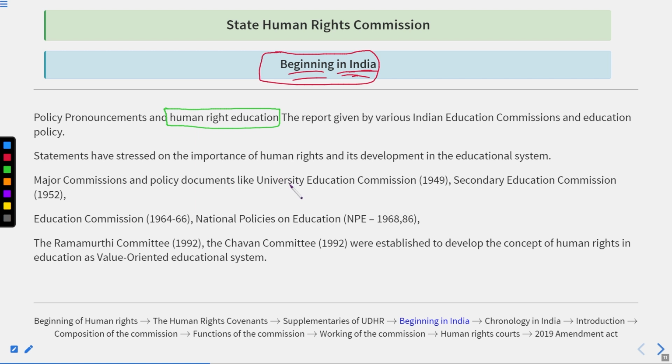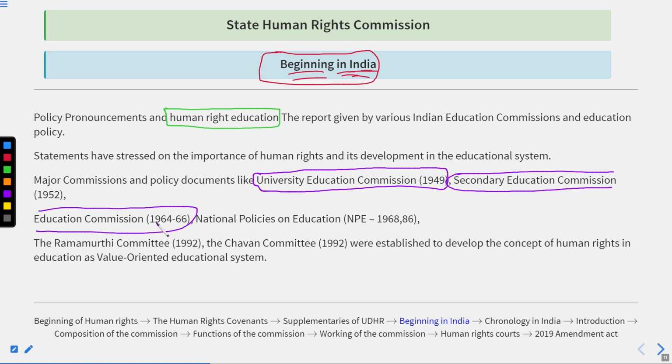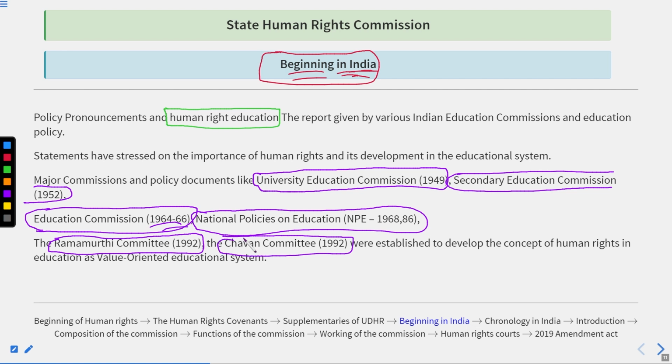And we had discussed the formation of the commissions and the years: the University Education Commission, constituted in 1949; the Secondary Education Commission, formulated in 1952; thereafter the Education Commission, formulated from 1964 to 1966; thereafter the National Policies on Education, 1968 and 1986; thereafter the Ramamurthy Committee, 1992; thereafter the Chavan Committee, 1992. They all were established to develop the concept of human rights in education as a value-oriented education system.